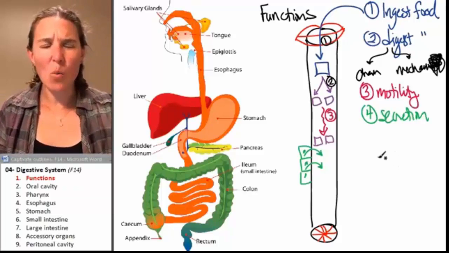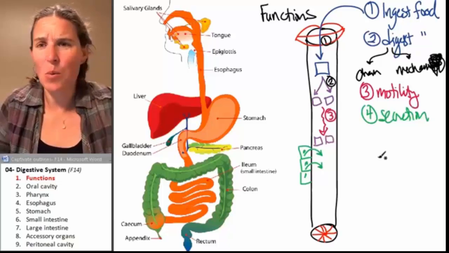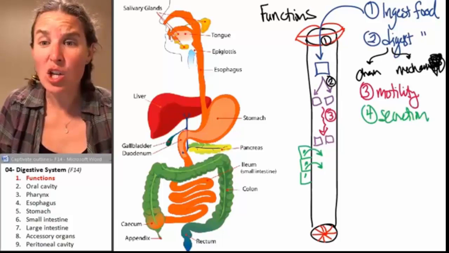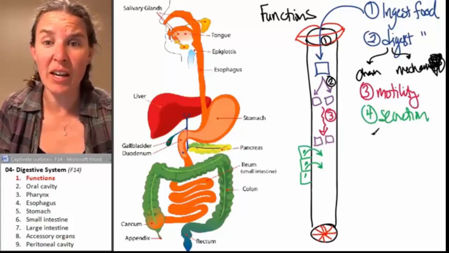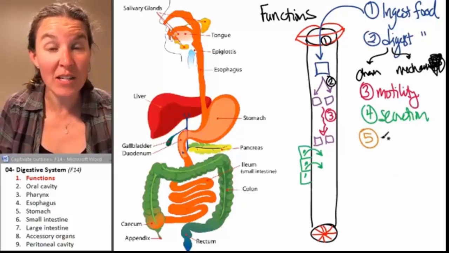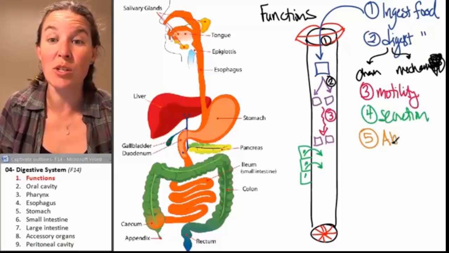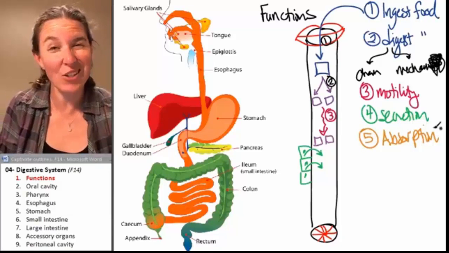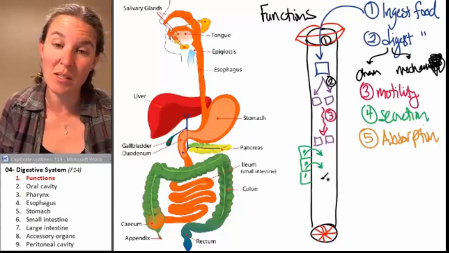Why are we doing all of this? Digestive system, why? Because you're hungry. Your cute little cells are starving. And so another function of the digestive system is absorption. Again, hopefully familiar, because this is actually a function of the epithelial tissues themselves.